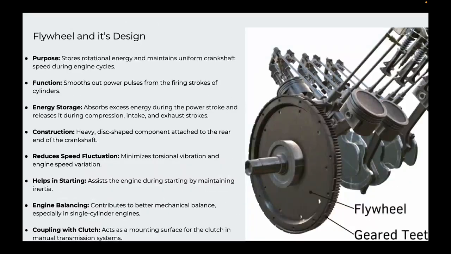The flywheel is a vital component designed to smooth out power delivery. It stores rotational energy and helps maintain uniform crankshaft speed by absorbing energy during the power stroke and releasing it during the other strokes. Apart from minimizing torsional vibration, it also assists in engine startup and contributes to overall mechanical balance. In single cylinder engines, the flywheel plays an especially important role in damping speed fluctuations. It is constructed using a heavy disc-shaped component attached to the rear end of the crankshaft.